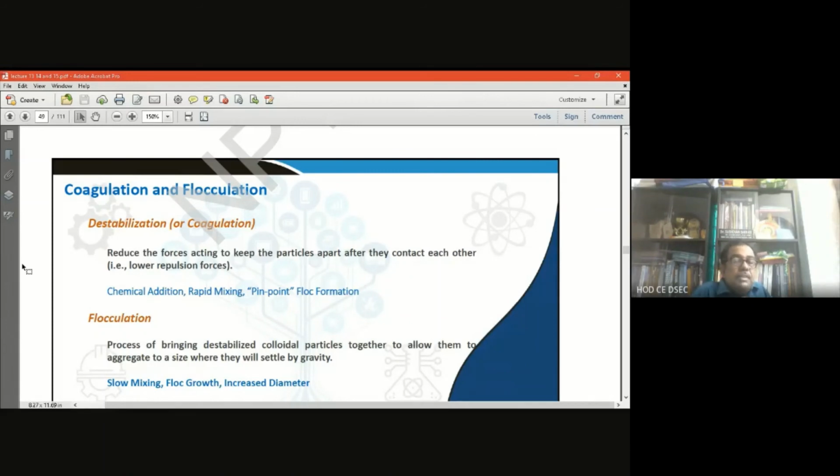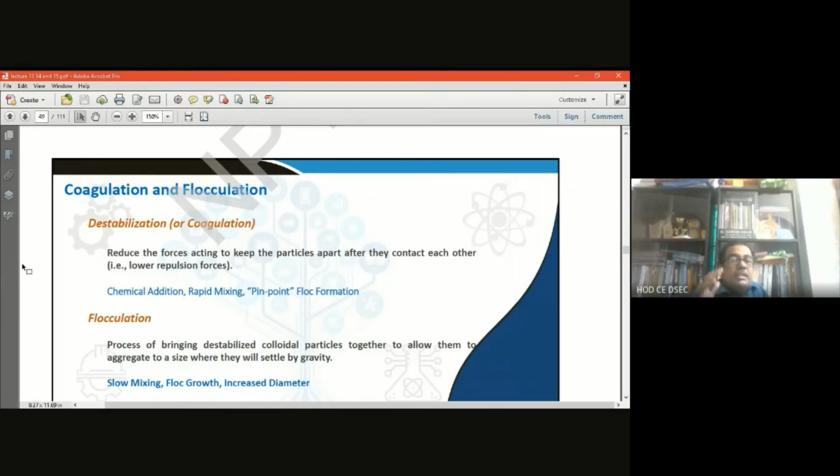So coagulation means the rapid mixing. It is a physical operation. That is why it is a physicochemical process. Physical means rapid mixing. Rapid mixing takes place to overcome the repulsive force generated by the negative charge on the particle. That means the particles are being destabilized.